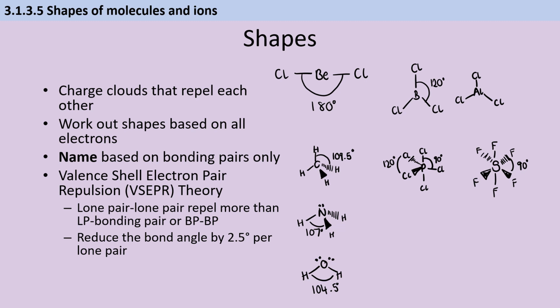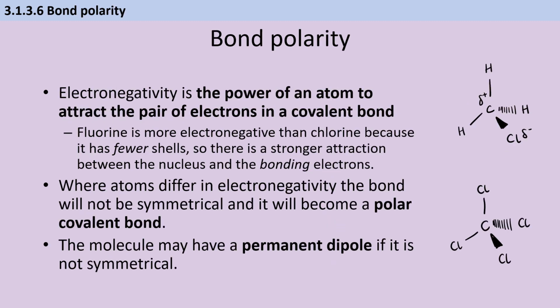bonding pairs of electrons. To describe differences in intermolecular forces, we need to be able to talk about bond polarity. Electronegativity is the power of an atom to attract the pair of electrons towards it in a covalent bond. I could say that fluorine is more electronegative than chlorine because it has fewer shells, so there's a stronger attraction between the nucleus and the bonding electrons. Remember, it's those bonding electrons, not just generic outer shell electrons like lone pairs.